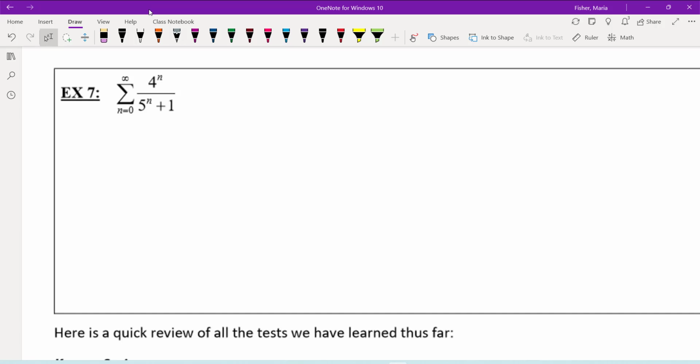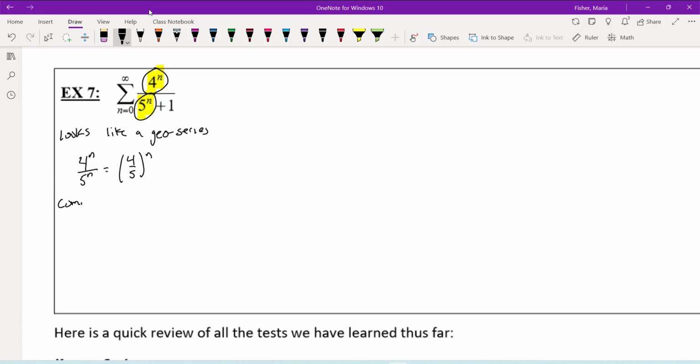Number 7, what do we look like? Do we look geometric or do we look like a p-series? Well, this looks geometric because it's a number raised to a power. Now find those leading terms. Leading term of the numerator, 4 to the n. Leading term of the denominator, 5 to the n. This is really a 4 over 5 to the n.